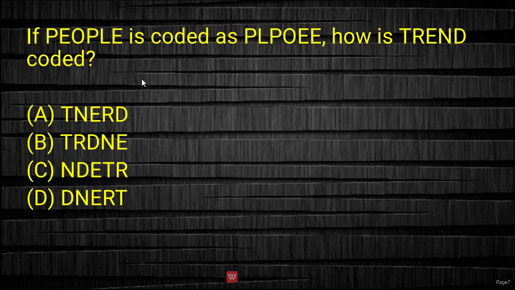So next question. If PEOPLE is coded as this, how is TREND coded? So PEOPLE, and here they have written PLPOEE. So in what way are they related?